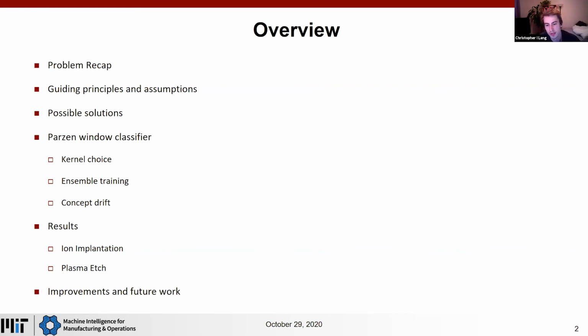After that, I'll show some of the actual results on the two sets of faulty data that we have. The first is ion implantation, which we were talking a little bit about before, and the second is plasma etch. Then at the end, I'll talk about a few improvements which I'm still working on and things which I would like to incorporate into the model. And this is mostly future work.